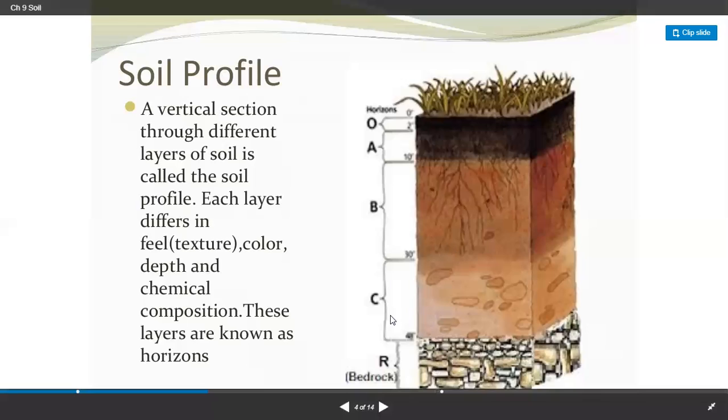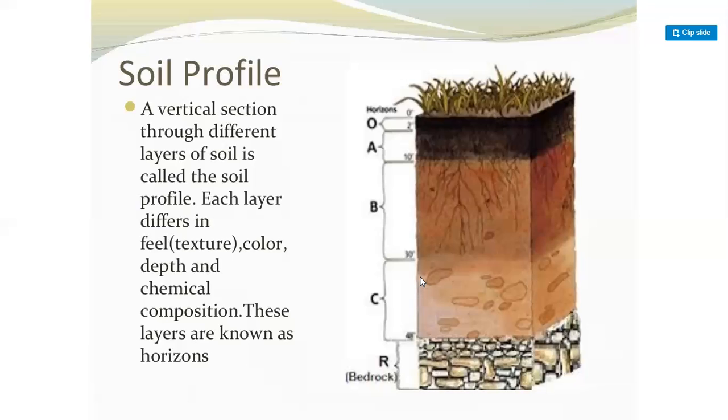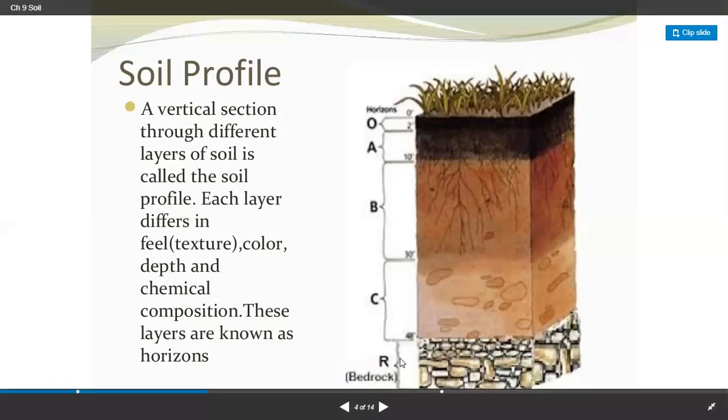Then below, you can see the C horizon. The lowermost layer is called the C horizon. It lies below the subsoil. It is made up of small pieces of hard stones and rocks with cracks and crevices. It is very difficult to dig beyond this layer. Under this layer is the bedrock. You can see that is the bedrock.